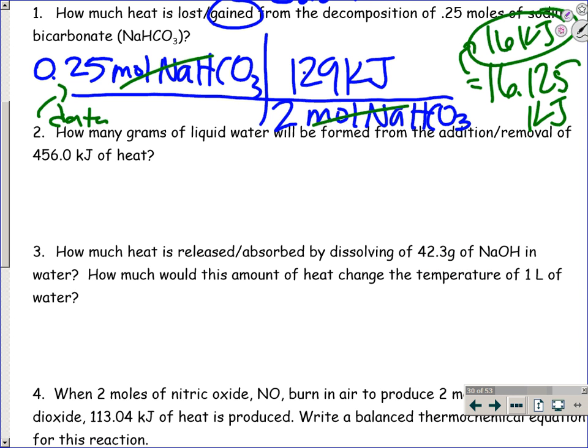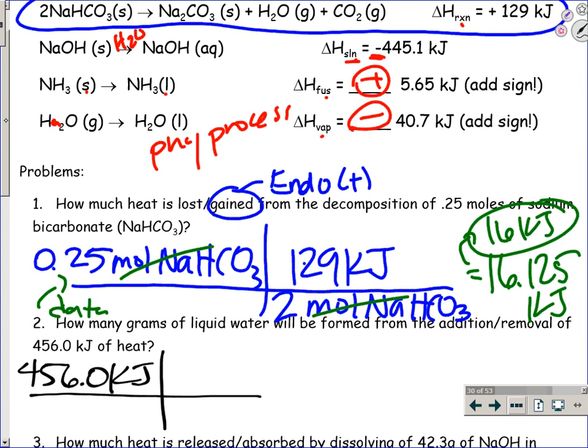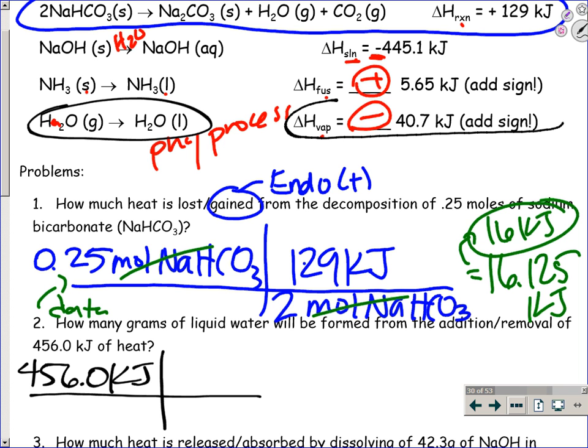All right, Bailey, what do you think we should start with in this question? 406 kilojoules, okay, of heat. Okay, everybody, what equation is applying here? Which balanced chemical equation? What number? The fifth one, the one with water, right? Because it's asking about water. So we have this much water, 1-to-1 ratio, gas to liquid. And this is the energy associated with that process. So how many grams of liquid water will be formed from the addition or removal of that much energy?